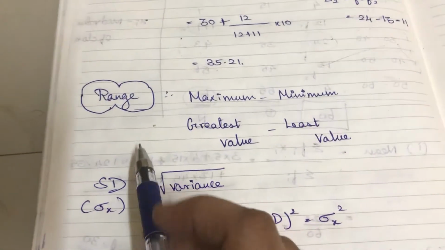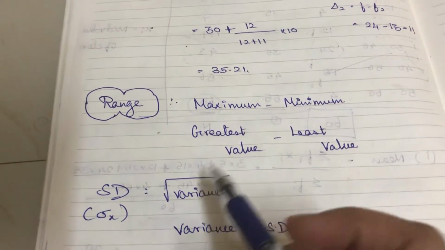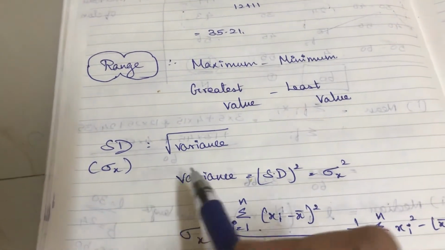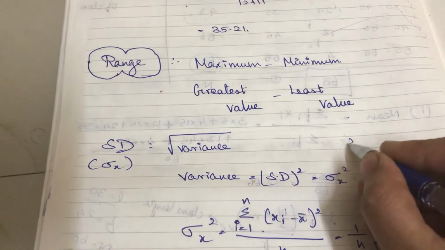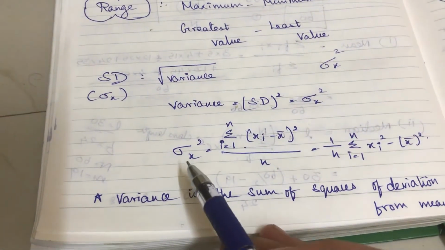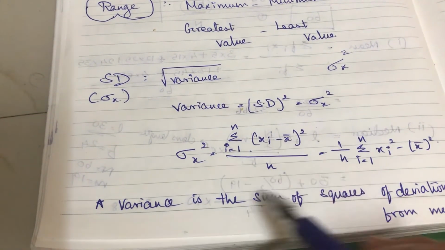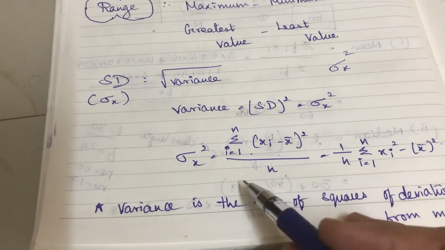And then range. Range is maximum minus minimum, like upper limit minus lower limit. So greatest value minus least value. Okay. Standard deviation is the square root of variance, because we will write variance as sigma square, right? So this is what we have here. And sigma square will be equal to the summation of f into xi minus x bar the whole square by n.